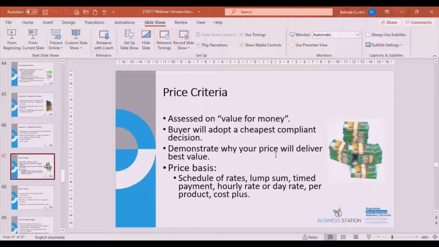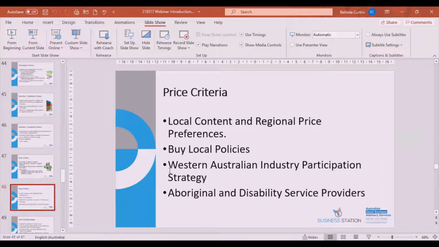So you need to demonstrate why your price will deliver value for money. And looking at the price basis, it could be a schedule of rates, lump sum, time payment, hourly rate, or the like, and there will be a schedule that you'll need to complete. So it's very important to complete your price in accordance with that schedule, because it makes it easier for us on the panel to match up all the prices against each other. There'll probably be a template that you'll need to fill out.